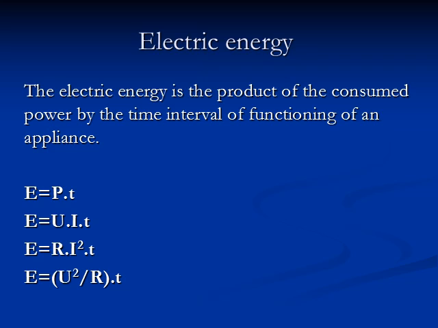Electric energy. The electric energy is the product of the consumed power by the time interval of functioning of an appliance. E equals P times T. E equals U times I times T. E equals R times I square times T, or E equals U square over R times T.